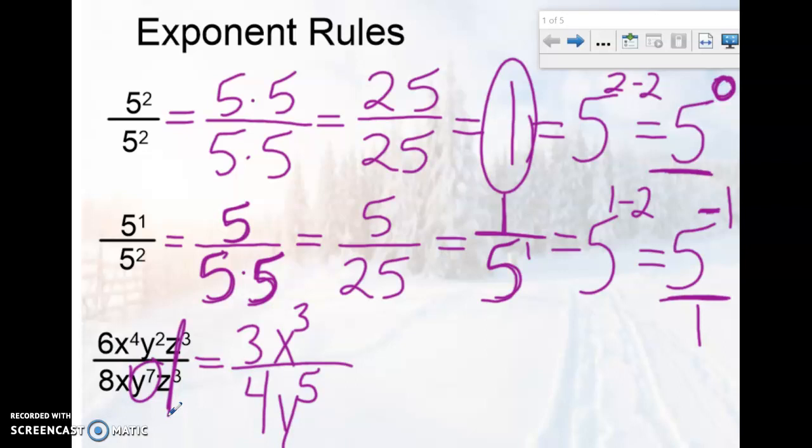So there you have it. 3x to the third over 4y to the fifth would be your answer. We don't have to worry about negative exponents when we leave those things where they should be. If there's more on the top, keep them there. More on the bottom, keep them in the bottom.